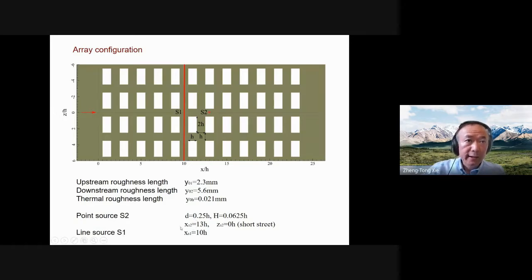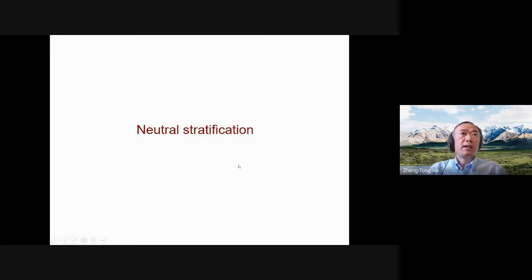And you can see the details of the location of the sources. So the line source, 10H is far enough from the inlet. Yeah, we think it's converged, fully developed. S2 is 13H here. Right. Okay.